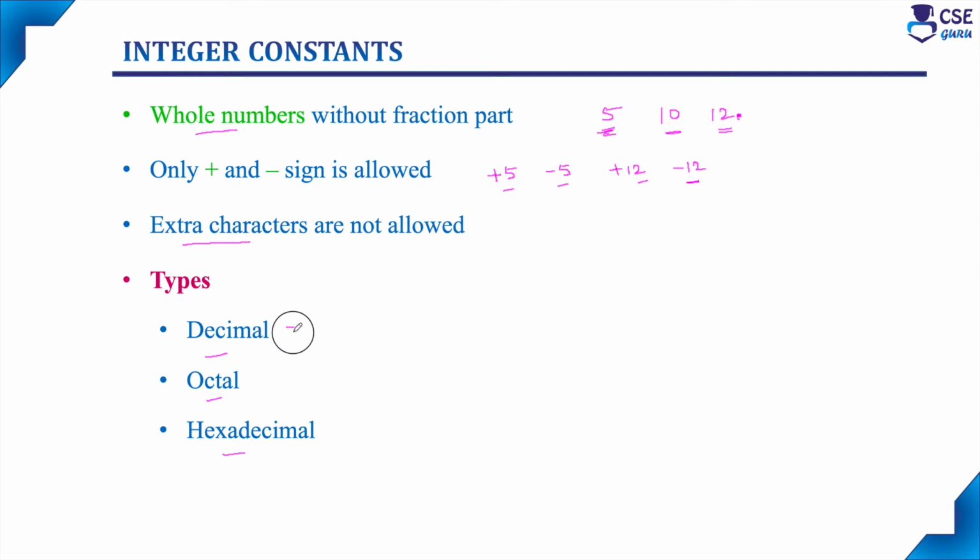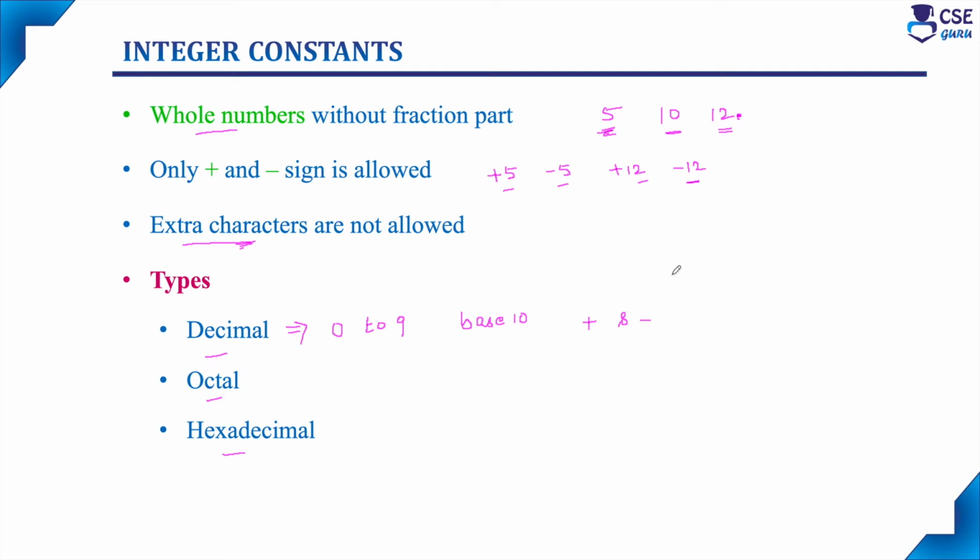So, the decimal constants are nothing but the numbers 0 to 9 we can include. If you are using the numbers 0 to 9 for representing any constant, that is called decimal constant. It is a base 10 number. The decimal numbers are otherwise called base 10 numbers. So, here also the extra characters are not allowed. Only positive and negative sign is allowed. So, this is nothing but the decimal constant.